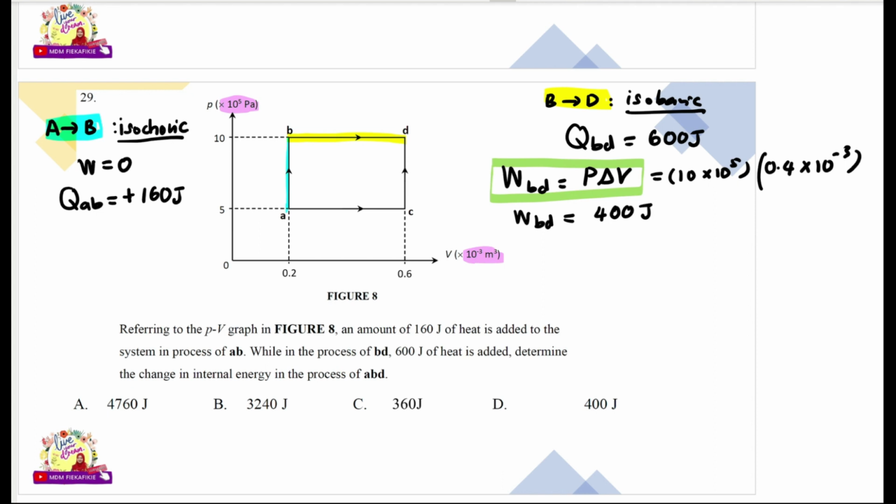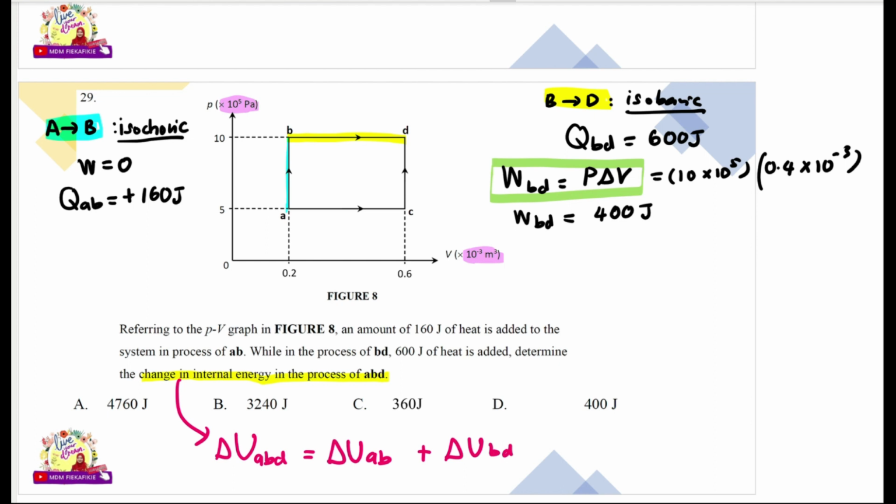So we want to determine the change in internal energy in the process ABD. So for the whole process, we want to calculate the change in internal energy ABD. So kalau saya nak kira, okay, delta U ABD, so it is equal to delta U AB plus delta U BD. So sebab tu kita buat satu-satu. Kita buat AB dulu. Kita cari dulu delta U AB.